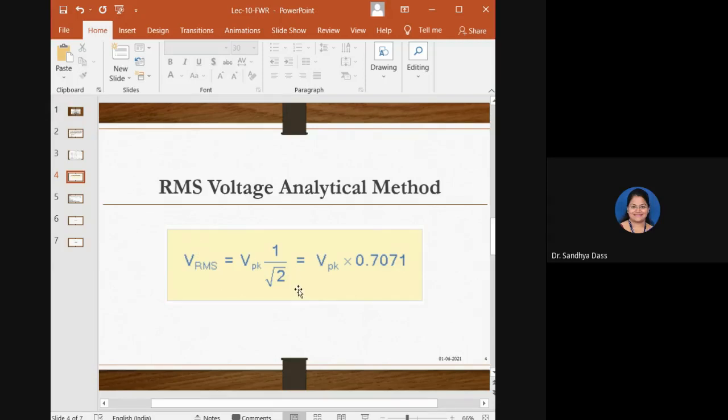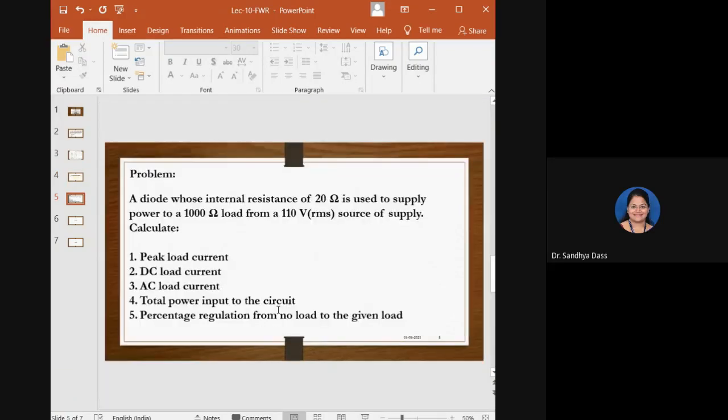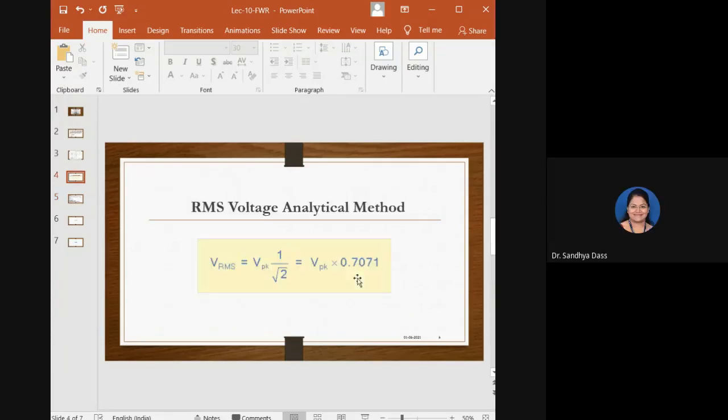Using this, now you will solve this problem and give the answer in the chat box. I'll give you 10 minutes. All of you will solve this and give the answers in the chat box. Ma'am, can you show the previous slide? Previous slide. Okay.